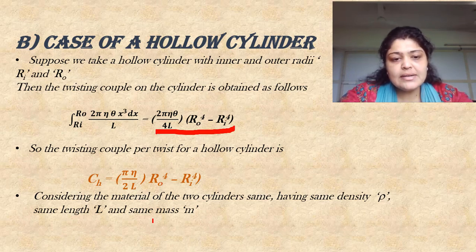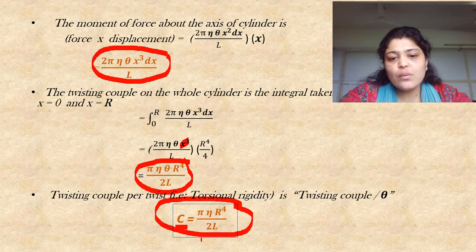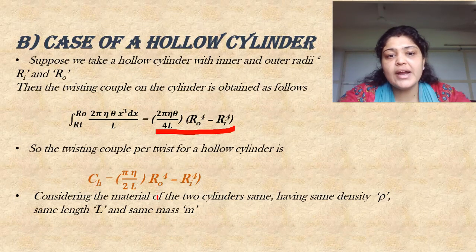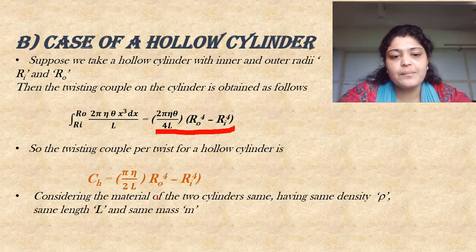Now what we have to do is we want to compare it for a solid cylinder and for a hollow cylinder. This is the equation of torsional rigidity for a hollow cylinder, and this was the equation for a solid cylinder. Now we want to compare both the torsional rigidities to find out which one of them is generally higher. So we are considering two cylinders which have the same density because they are of same material. We consider that both the cylinders have same mass and same length. So same L, same M and same rho.